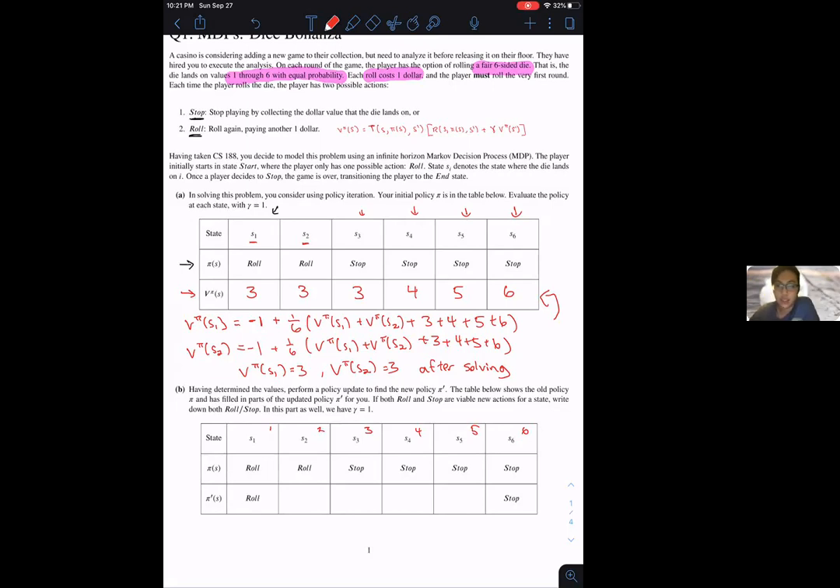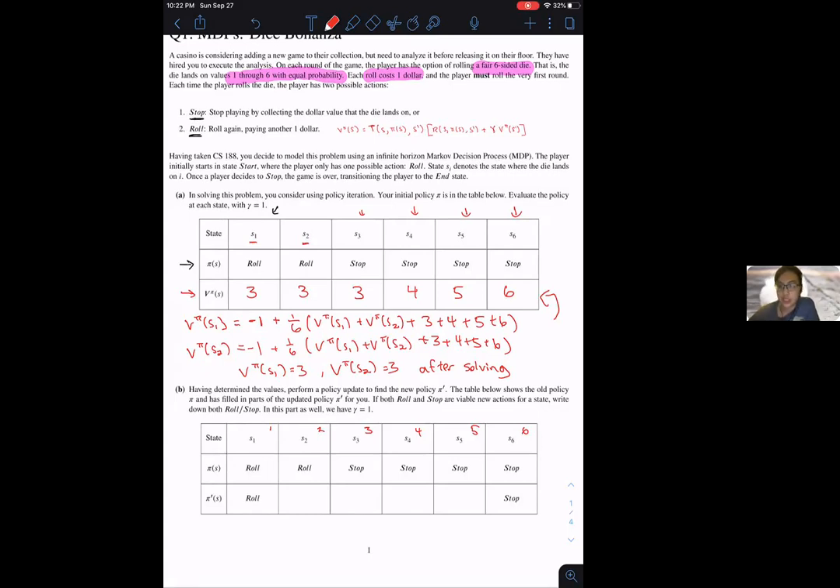And in this case, that means that rolling is always going to give us a value of 3, given our current setup. Therefore, we can consider that any state that is greater than or equal to 3 will benefit more from stopping versus actually rolling again. And consequentially, any state that's less than 3 will benefit more from rolling.